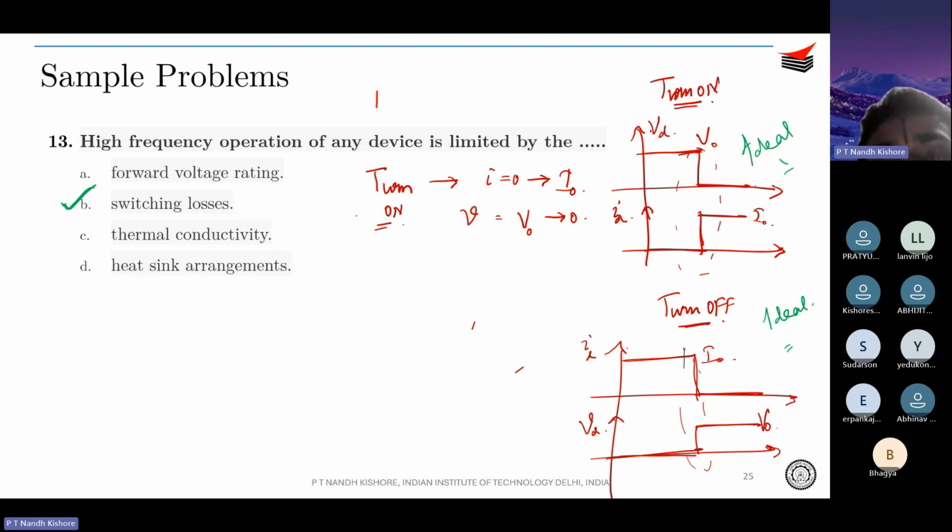Okay. So there is a switching loss that occurs every time the device turns on and turns off. And as you go for higher frequencies, the loss also increases proportionally.